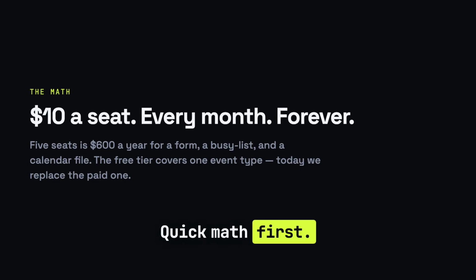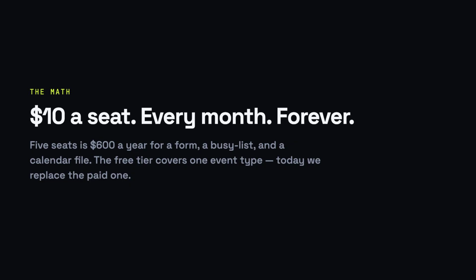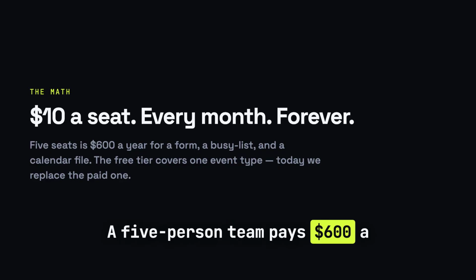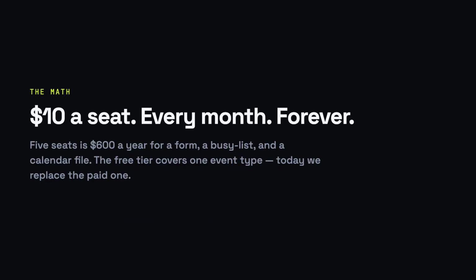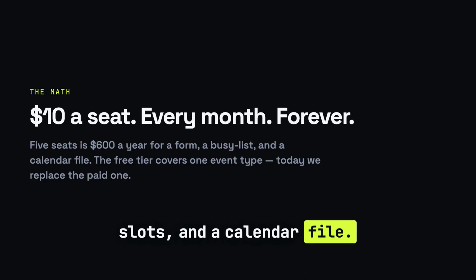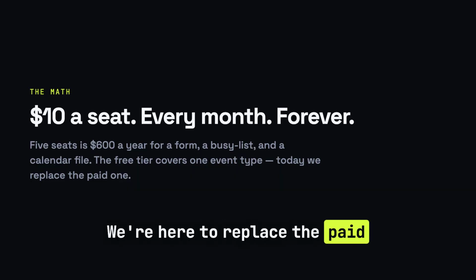Quick math first. Calendly standard is $10 a seat per month. That's their public price. A 5-person team pays $600 a year for what is underneath: a form, a list of busy slots, and a calendar file. There is a free tier, one event type, one calendar. And if that covers you, take it. We're here to replace the paid one.